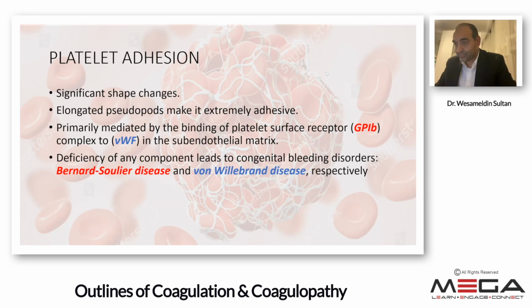Deficiency of glycoprotein 1b will lead to a syndrome, Bernard-Soulier disease. And von Willebrand factor will be affected if we have a deficiency in it, which is a bleeding disorder, and it has 4 subcategories under it.